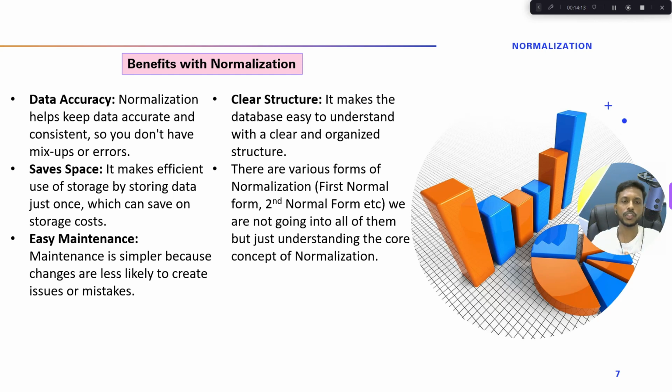So let's say you are changing the address of a customer. What do you do? You go to the customers table, like Emily Brown's address you want to change. You go directly and change just one record, right? That will be taken care of in all the other 100 plus records if she has made 100 plus purchases, right? Because every time, that ID will be looked up with this ID in this table. So it is very easy to maintain, and it has a clear structure. It makes the database easy to understand with a clear and organized structure.